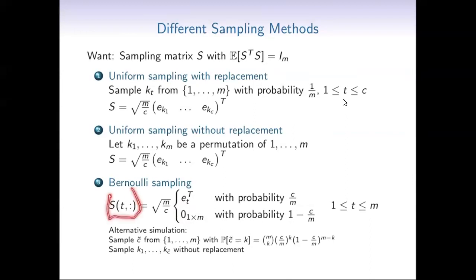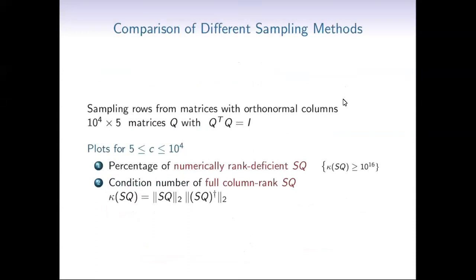However, this can be a big square matrix. So alternatively, you can simulate Bernoulli sampling. You sample c tilde, the number of rows from 1 through m, with a binomial probability, and then you do sampling without replacement. So from a computational point of view, that gives the same. Okay, so here are 3 sampling methods.